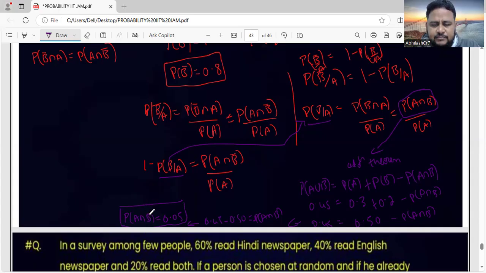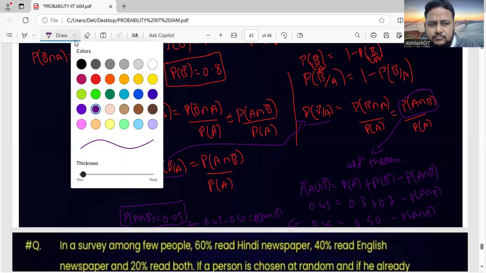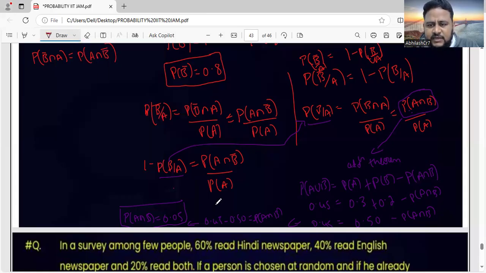So this value, we have to put it here. With this value, we have to put it here. So 1 minus P of A by B, this value we have to put it here. So this will become equal to what? Listen, friends, listen carefully. Now we got this value, probability of A intersection B, we have to put it here. We got it as how much? We got it as 0.05.